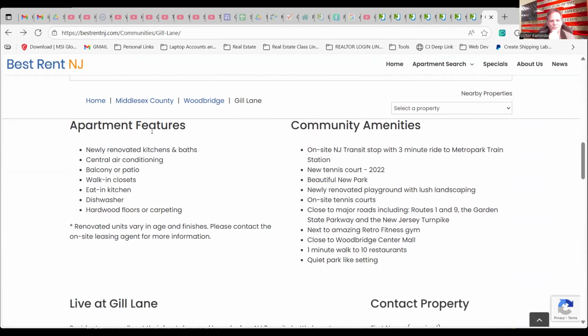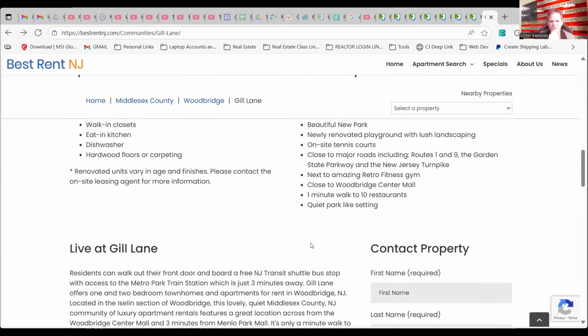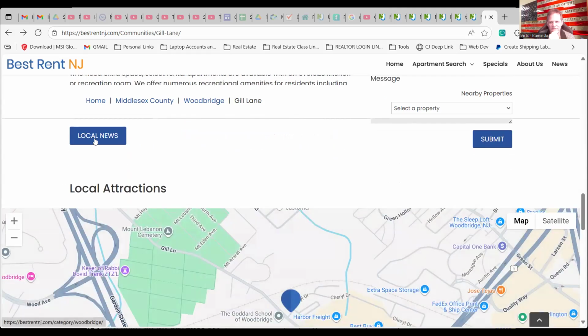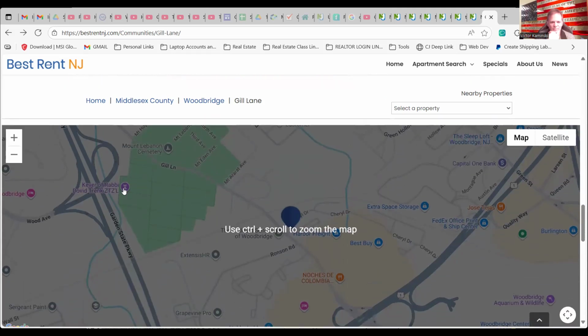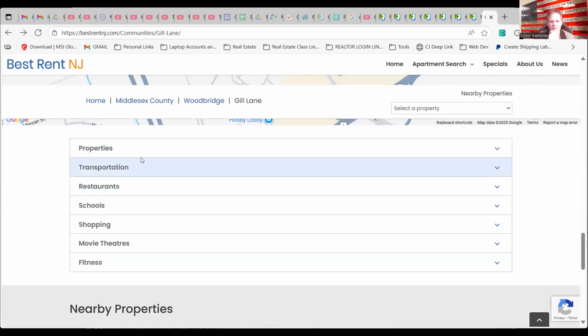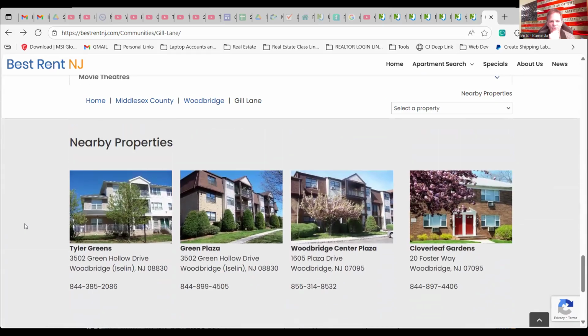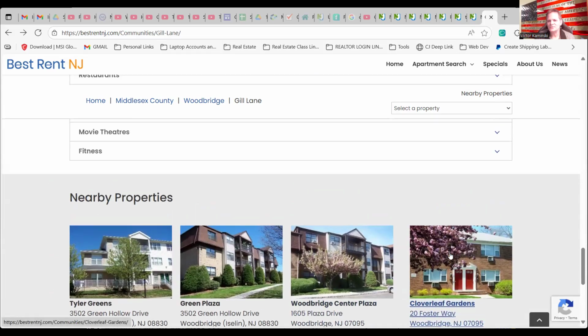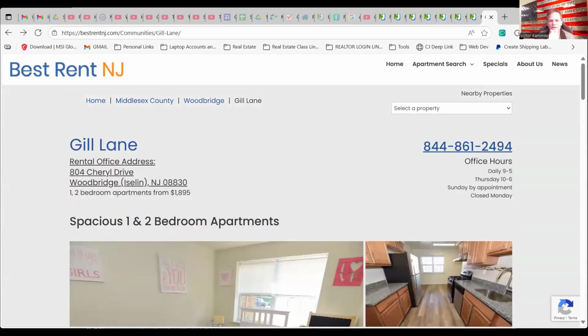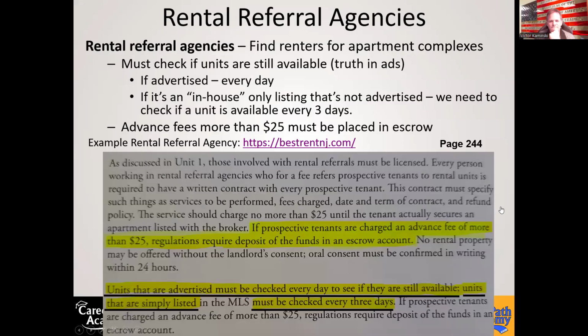And they show you the apartment features, the community features, what's close and nearby, what's unique about this. I guess local news even. They show you a map of the vicinity, what's around it, what kind of other properties, shops, schools, fitness, all that stuff, and other communities nearby that you could check out as well. And this is what they specialize in. This is all they do is rentals. That's what a rental referral agency does.